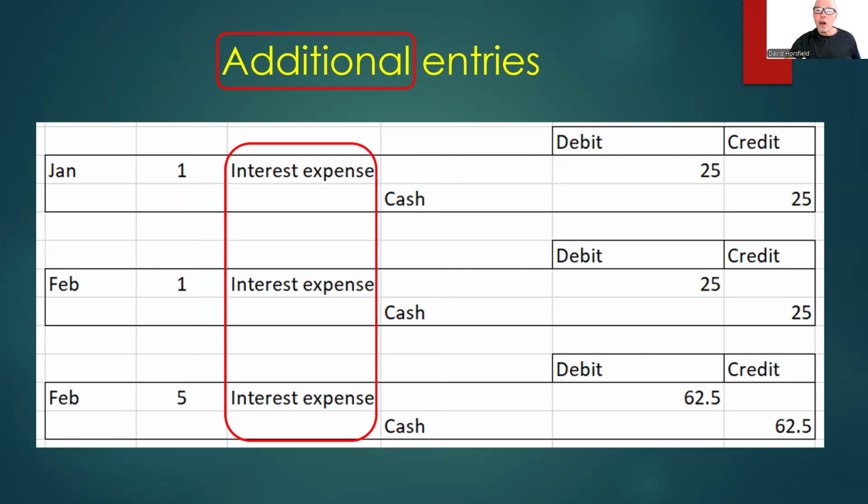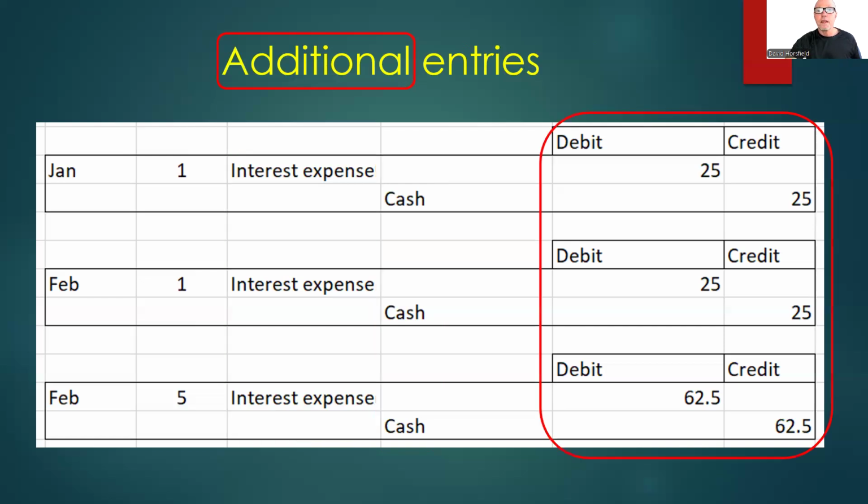The debit offset, the balance to the cash, is going to be a new account called interest expense. We haven't used interest expense yet. This is a new account that's going to enter itself into the chart of accounts for Luca's Lemonade. So January 1, February 1, February 5, cash goes out, interest expense is our new debit account. Over here to where the money happens, we've got a debit for 25 and a credit for 25 related to January 1. For February 1, we've got a debit for 25 and a credit for 25.